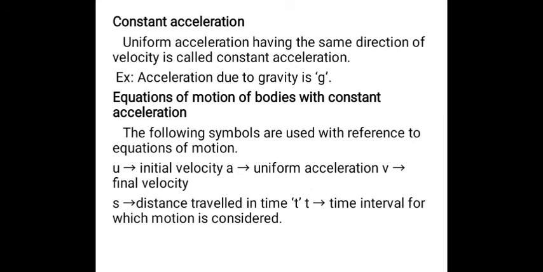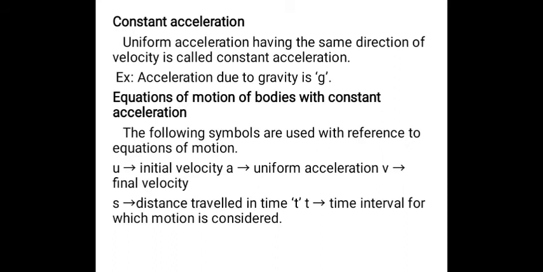First one is u. u is the initial velocity. In the equations of motion, u means initial velocity, a means uniform acceleration, v means final velocity, then s is the distance travelled in time t, and t is the time interval for which motion is considered.